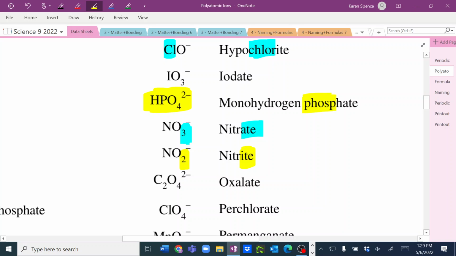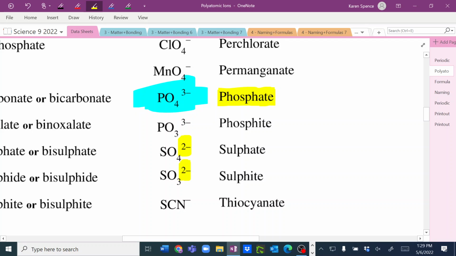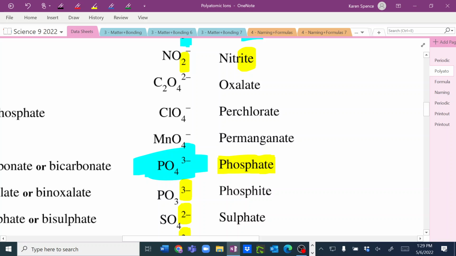And again, if you're interested in seeing patterns, you'll notice that they always have the same charge, regardless of how many oxygens there are. The sulfur ones are always 2 minus, the phosphorus ones are always 3 minus, and the chlorine ones, of which there's a whole ton, are always -1. There's perchlorate, there's hypochlorite, and there's chlorate and chlorite. So that's if you're interested in patterns. You're not required to know anything about that, but it is interesting, and it does help you remember them if that's important to you.